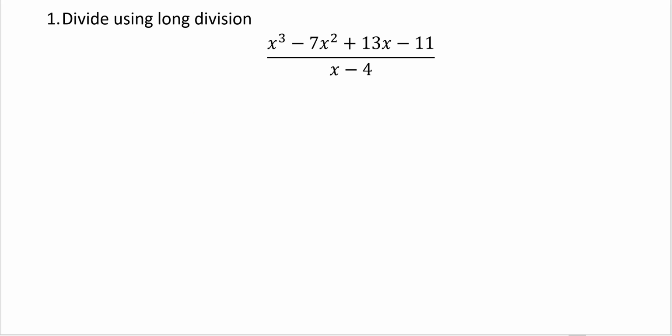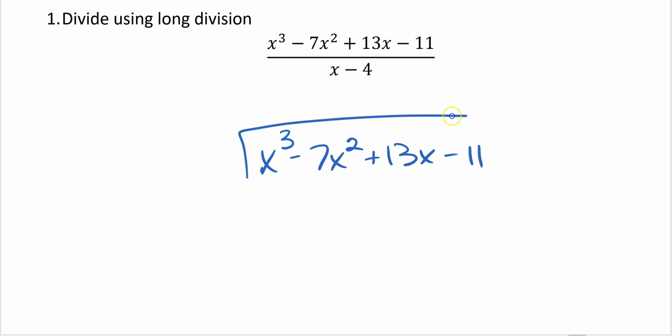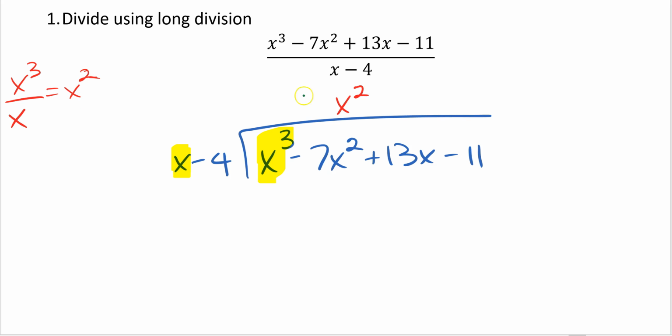Next, divide using long division. So let's write the numerator as the dividend under the division bar, and we're going to divide that by the denominator, x minus 4. Now we're going to take the leading term in the dividend and divide it by the leading term in the divisor. So x to the third divided by x equals x squared. And then we're going to multiply. X squared times x is x to the third. X squared times negative 4 is negative 4x squared.